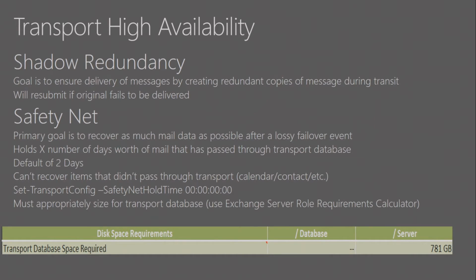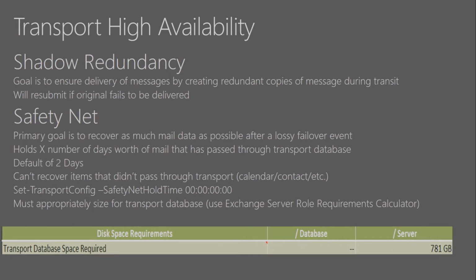Safety net works with the transport stack, but it's really a high availability feature. The goal of safety net is to keep a copy of email that's passed through the transport database, and if the DAG encounters a lossy failover, meaning database fails over and we missed a few transaction logs, right? Safety net, it's what its name implies, right? It's a safety net underneath you to help you.